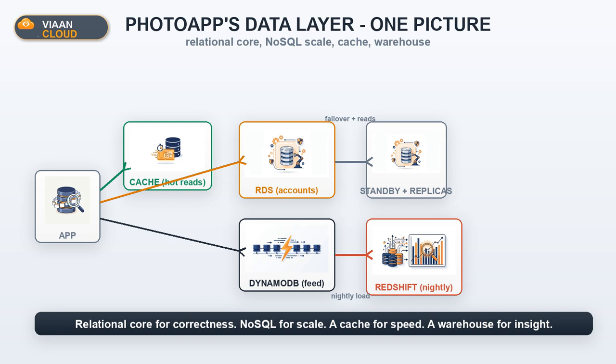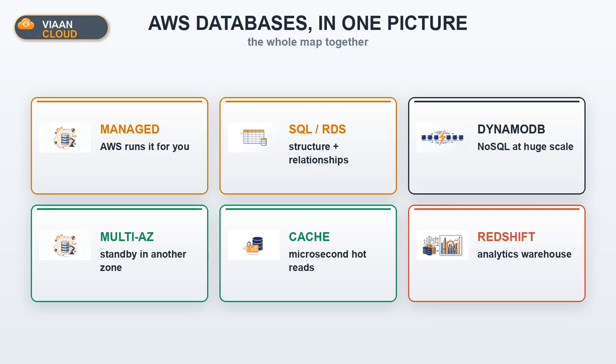Notice the shape: relational at the core for correctness, NoSQL for scale, a cache for speed, and a warehouse for insight. 4 tools, one coherent system. That is a real production data layer. Let's bring it all together.